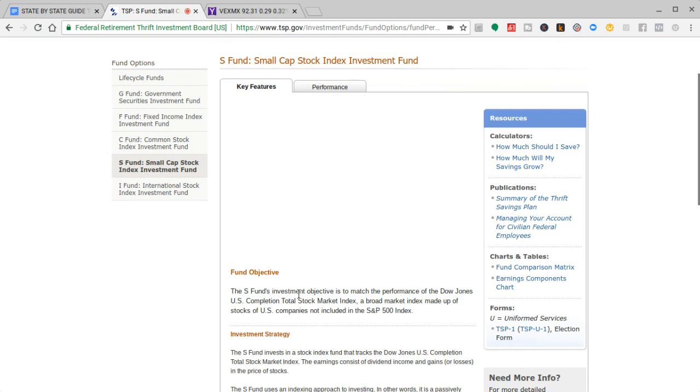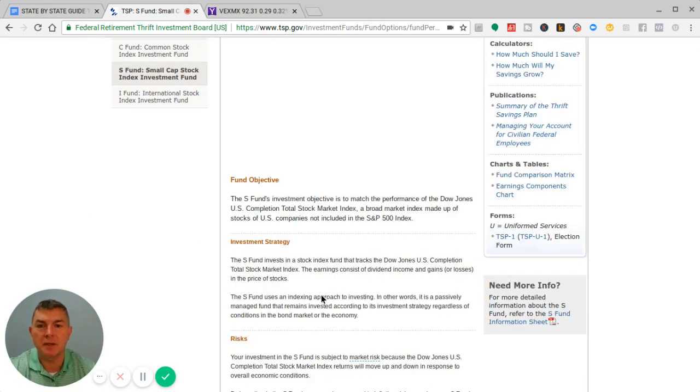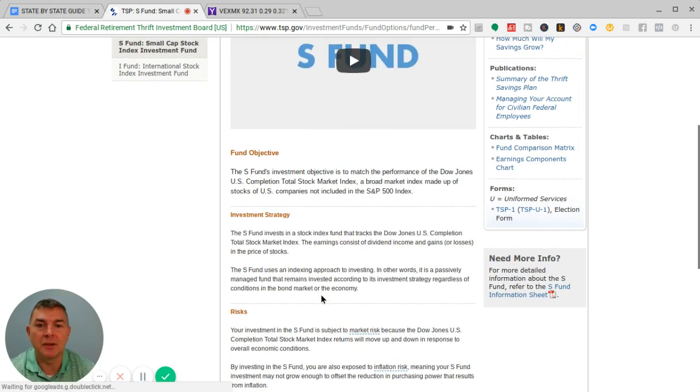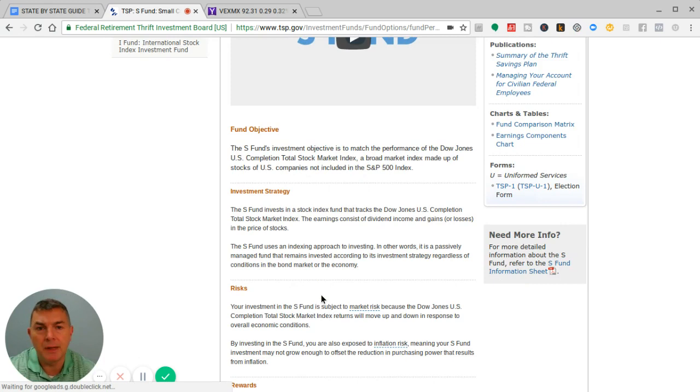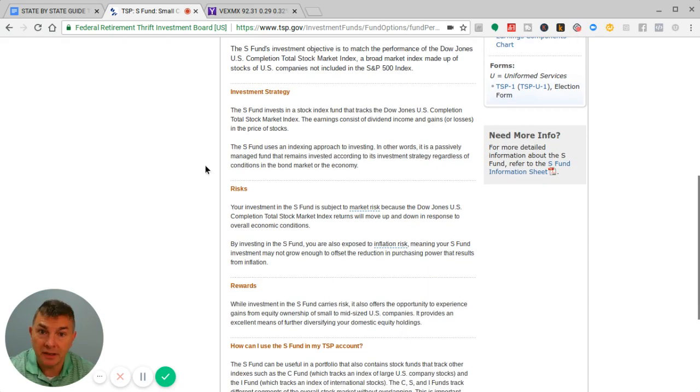The S fund's investment objective is to match the performance of the Dow Jones U.S. Completion Total Stock Market Index. I guess they're not using the Wilshire 4500, but basically the same thing. That's the broad market index made up of stocks of U.S. companies not included in the S&P 500, just like we said. It invests in the stock market, and we already talked about that. It does an indexing approach to investing. In other words, it's a passively managed fund that remains invested according to the investment strategy of the index.